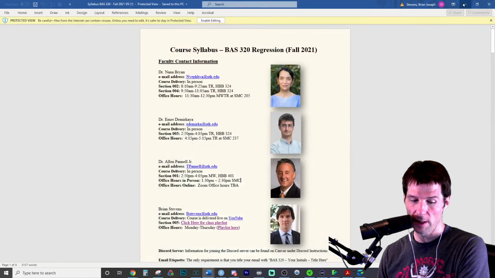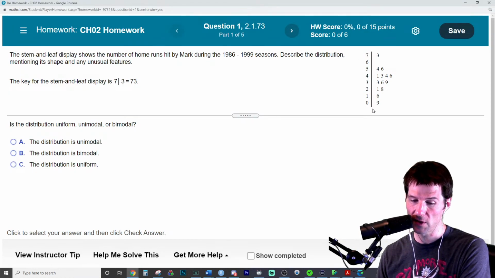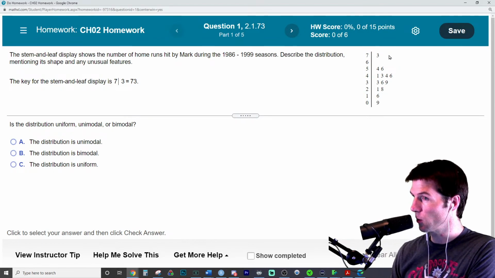And you'll see this on ours right here. It is number of home runs, and notice the key saying 7-3, 7, and there's the dash. The dash going all the way down the center represents 73.